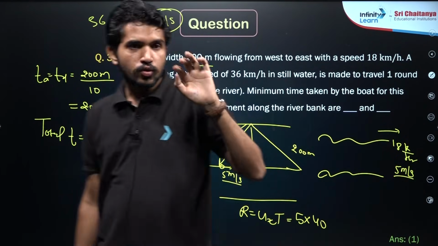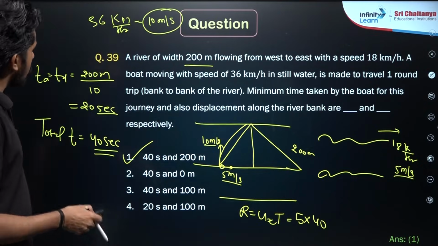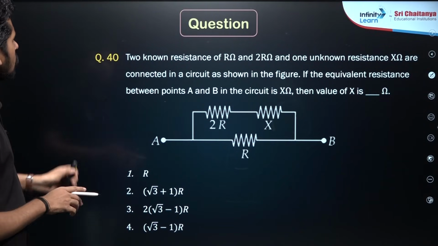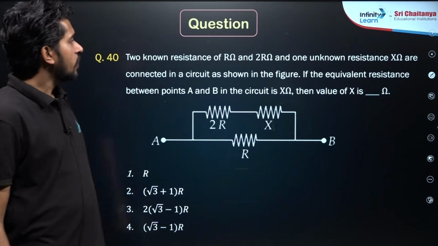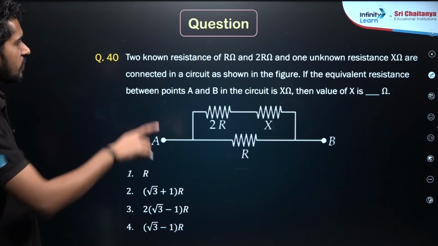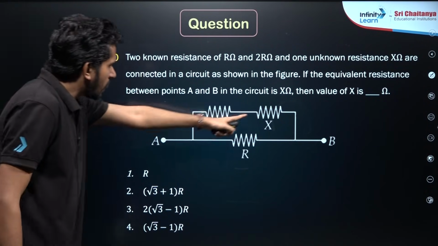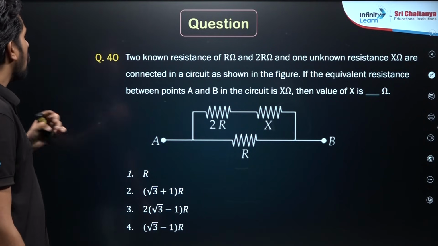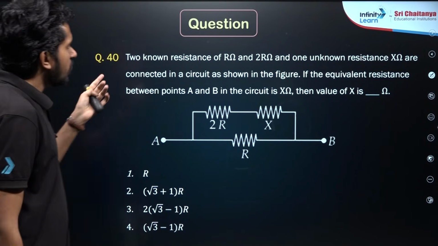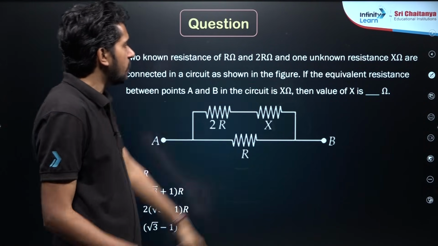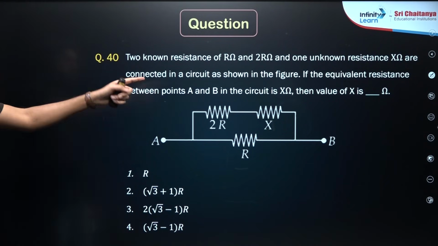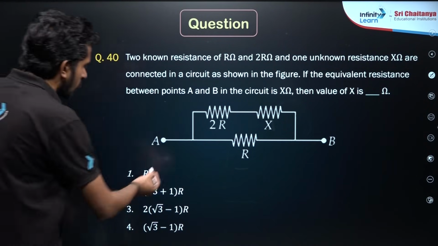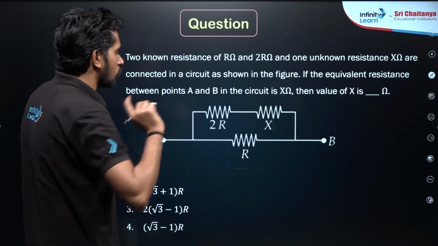Okay, so now let's move to the next question. The next problem is: two known resistances of R ohm and 2R ohm and one unknown resistance X ohm, 2R, X, R, are connected in a circuit as shown in the figure. If the equivalent resistance between points A and B in the circuit is X ohm.